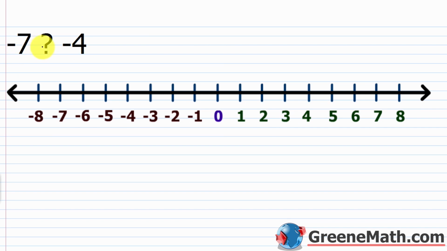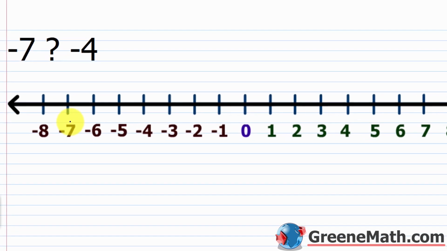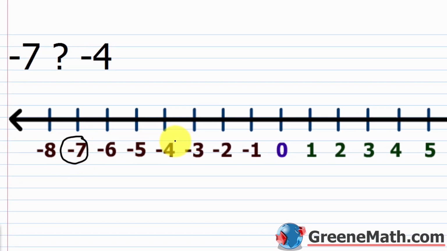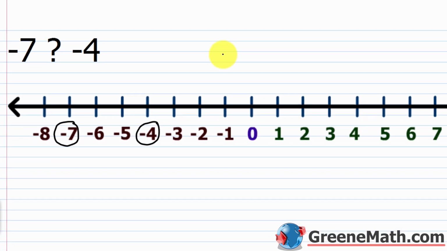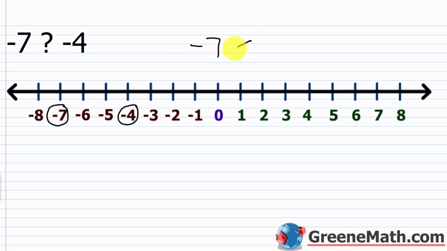Let's take a look at negative 7 question mark negative 4. So here's negative 7, and here's negative 4. So negative 7 is to the left of negative 4 in the number line, so it's a smaller number. So we would have negative 7 is less than, again, the symbol's going to point to the negative 7 because that's smaller, negative 4.